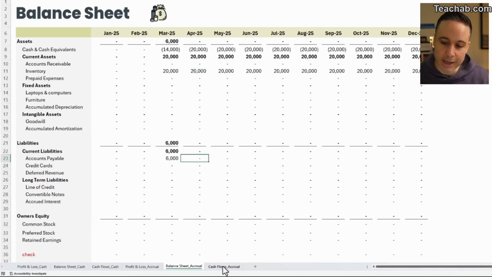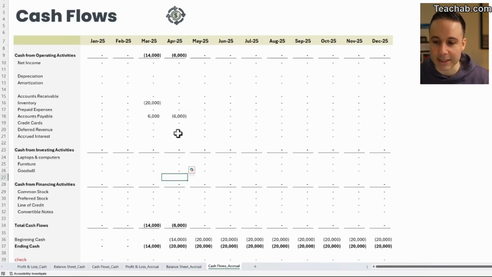So let's now take a look at our cash flow statement and see how exactly that's affected. Well, once again, we have total cash flows of $14,000 in March and $6,000 in April. But this time, it's because of the combination of our movements in inventory as well as accounts payable between March and April.